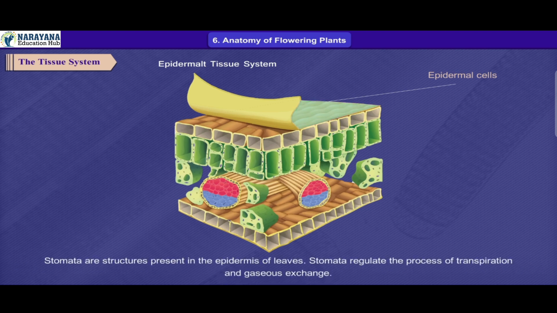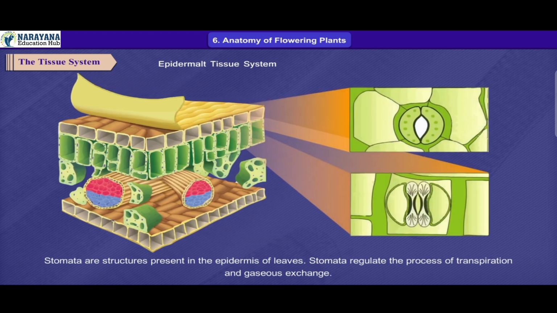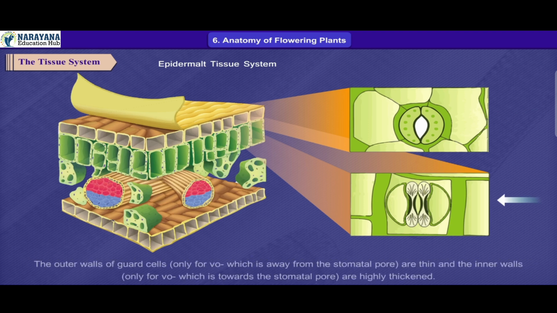Stomata are structures present in the epidermis of leaves. Stomata regulate the process of transpiration and gaseous exchange. Each stoma is composed of two bean-shaped cells known as guard cells, which enclose the stomatal pore. In grasses, the guard cells are dumbbell-shaped.